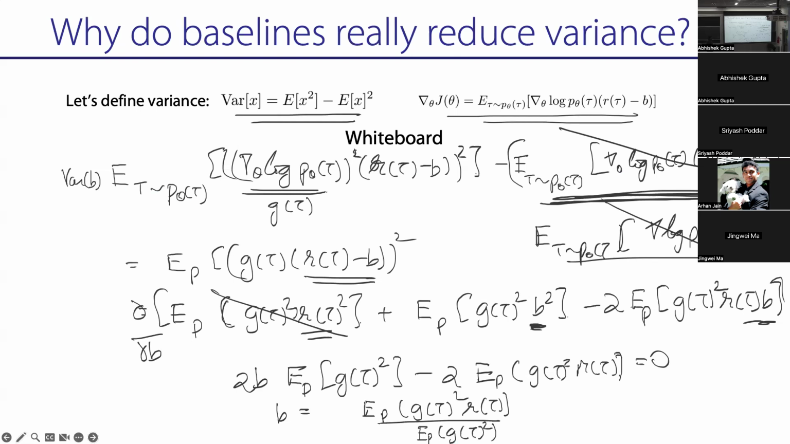And clearly this is not equal to 0. So this will reduce variance over not using a baseline. And so you can show that using a baseline mathematically reduces variance, right? An easy way to do it is take your estimator, write out the definition of variance, take the gradient with respect to B, and find an optimal baseline. It's not equal to 0, which means that there's a better baseline than no baseline.